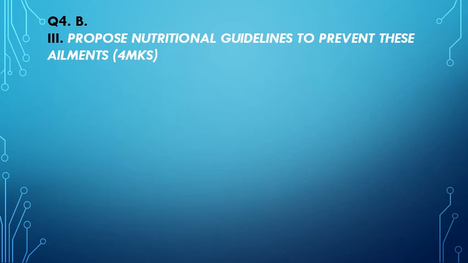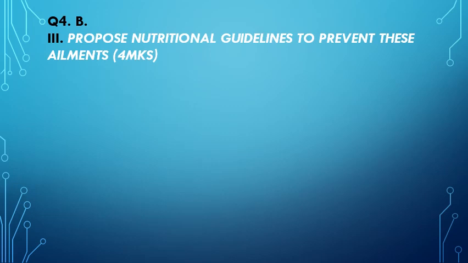I think the last part of section B: propose nutritional guidelines to prevent these ailments. We have seen that they affect the heart, they affect the blood vessels. And how do they do so? Most of the time it's as a result of what? Deposition of fat along the blood vessels, leading to what? A decrease in the lumen, a decrease in the size, and that may lead to what? High blood pressure. You start having heart failure and so on and so forth, stroke.